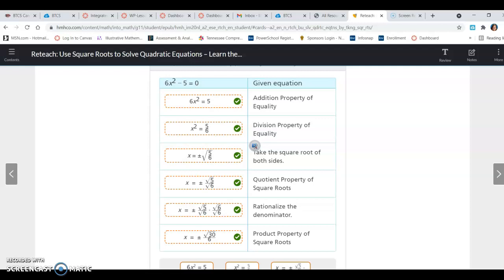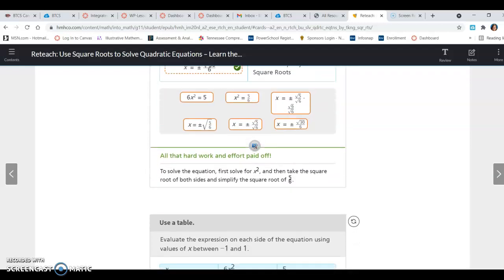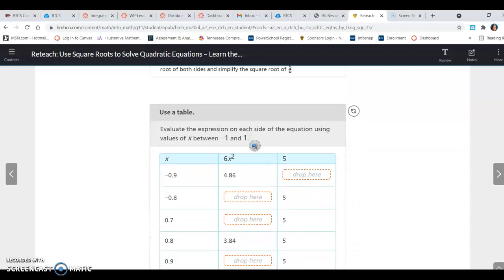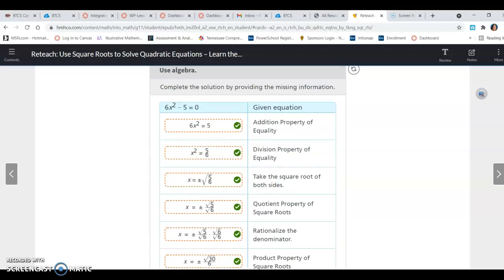All right, so when you're solving a quadratic equation by taking the square root, then you're just solving for x like we've done in the past. All right, it says use the table, evaluate the expression on each side of the equation using the values of x between -1 and 1. All right, so if you wonder, this is 6x squared, and this is 5, and that's just coming from our equation up here.